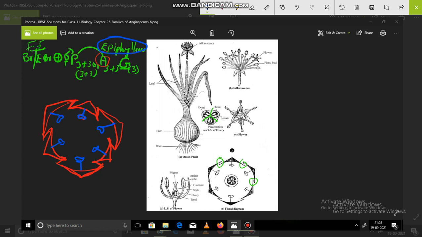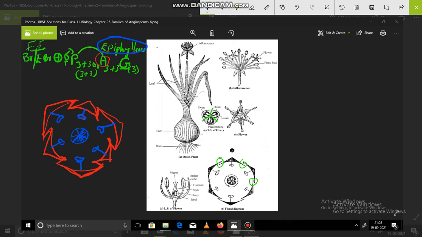I told you that the gynoecium is tricarpellary, with 3 segments. Let's draw the 3 segments, 3 equal segments. Okay, so I have drawn 3. So these 3 segments are joined. Okay, that means syncarpous condition. Now each segment will have 2 ovules.